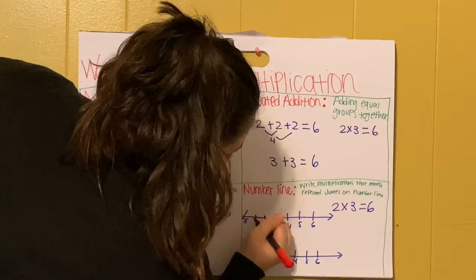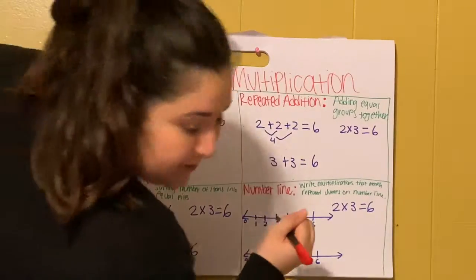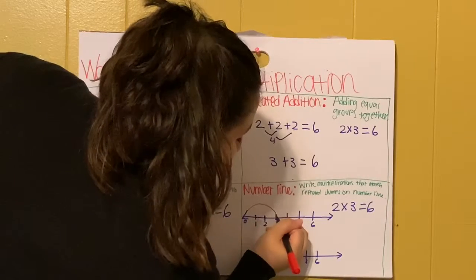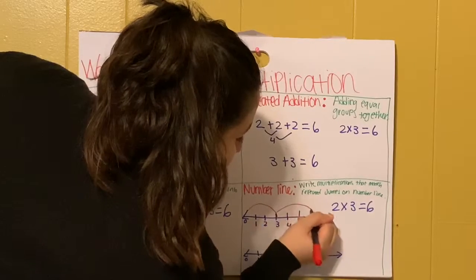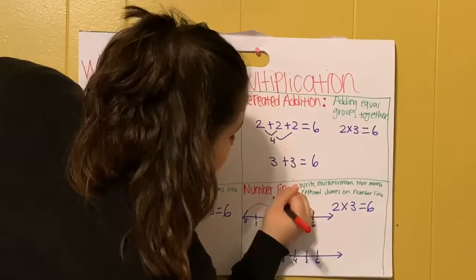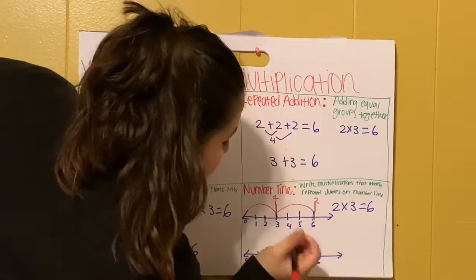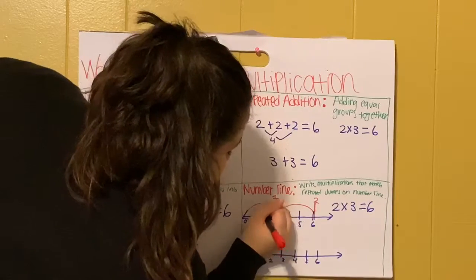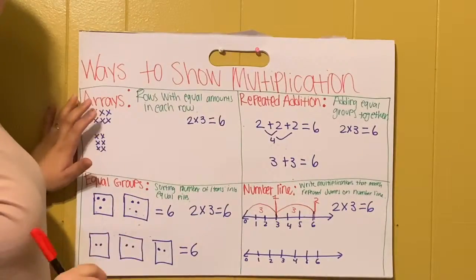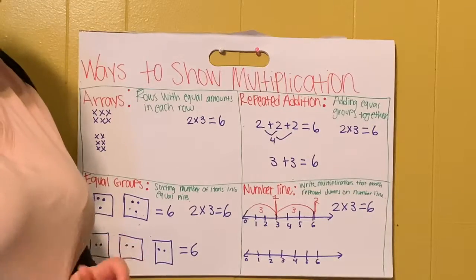Okay? So we're going to start here. We're going to do 2 jumps of 3. We're at 0, so we're going to go 3, and then 6. So that's 2 jumps. Right now here we have 1 group, and then we have 2 groups because we're showing 2 times 3. And then of course we have 3 in each. So 2 groups of 3 in each. Good job.